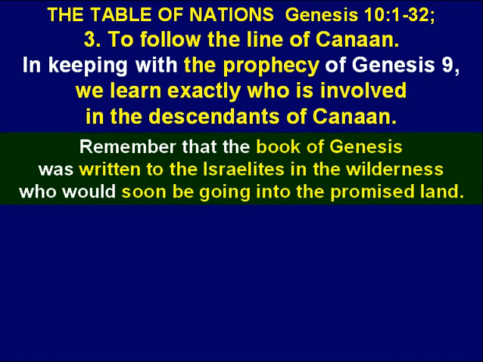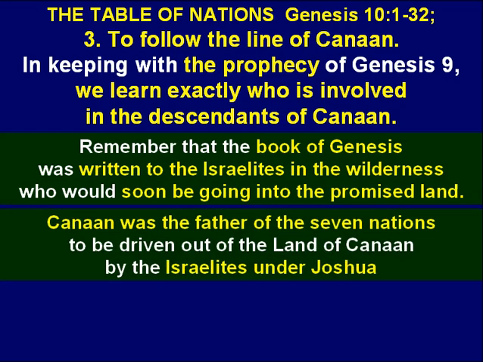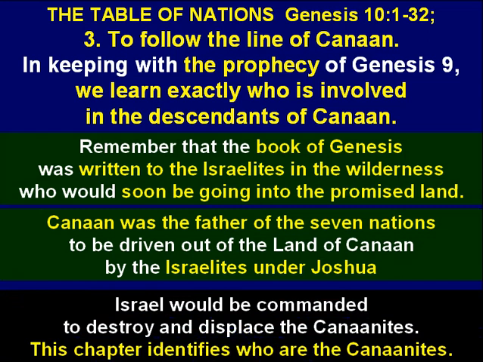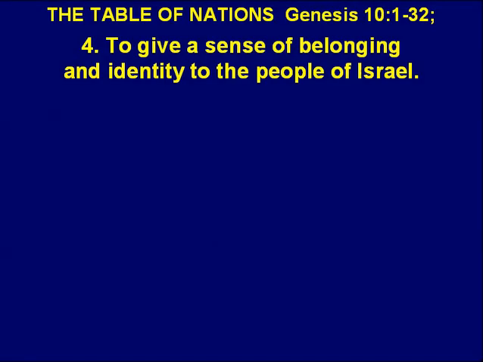Remember that the book of Genesis was written to the Israelites in the wilderness, who would soon be going into the promised land. Canaan was the father of the 7 nations to be driven out of the land of Canaan by the Israelites under Joshua. Israel would be commanded to destroy and displace the Canaanites. This chapter identifies who are the Canaanites, to give a sense of belonging and identity to the people of Israel.